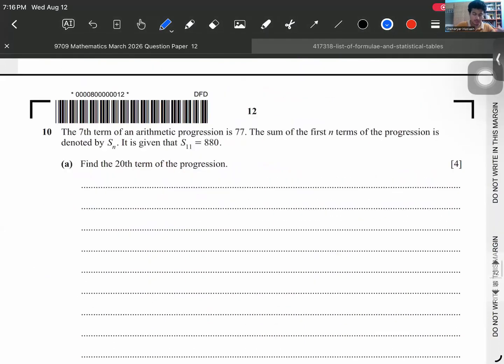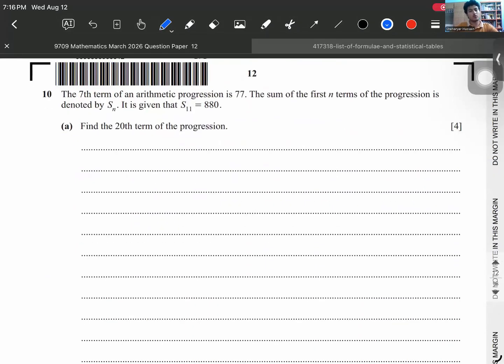All right, now question number 10 says, AP GP question. Right, so the 7th term of an arithmetic progression is 77. Okay, so the generic equation of your terms is Tn equals a plus (n minus 1)d. Since this is the 7th term, this is basically a plus (7 minus 1), which is 6d. This equals 77. Okay. The sum of the first n terms of the progression is denoted by Sn. It is given that S11.